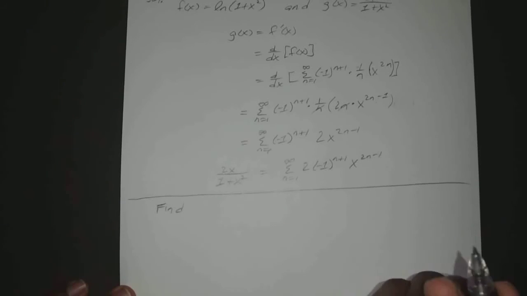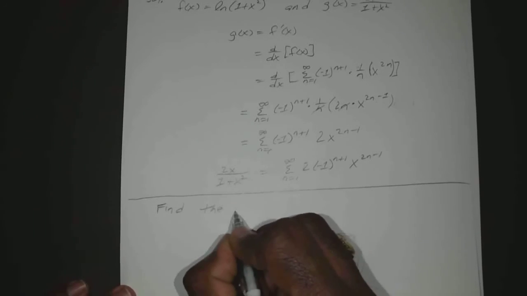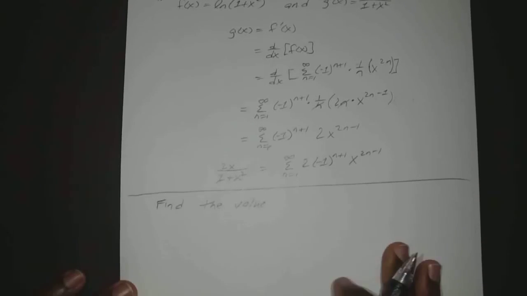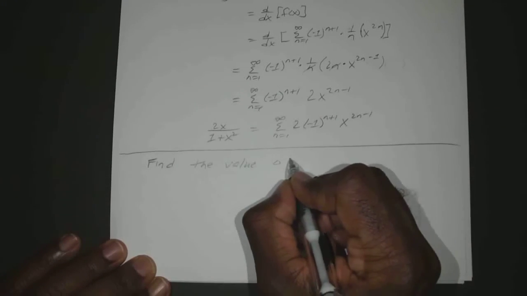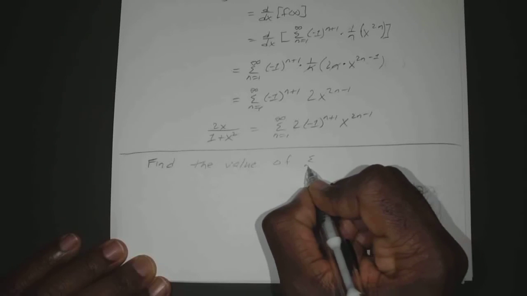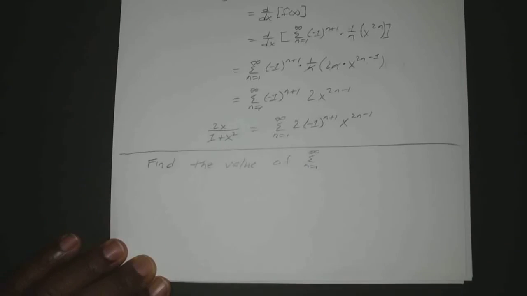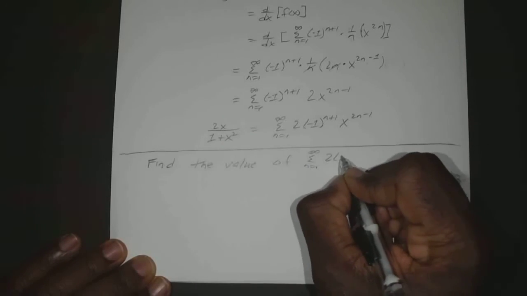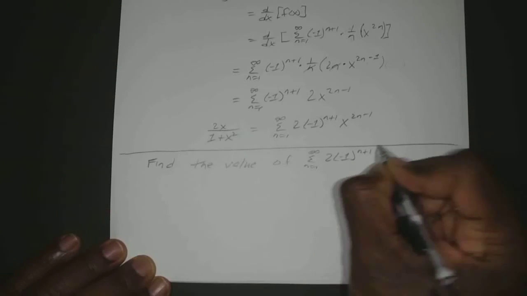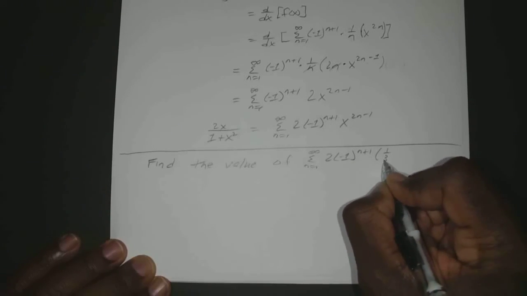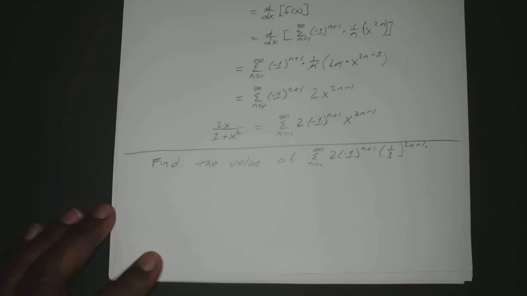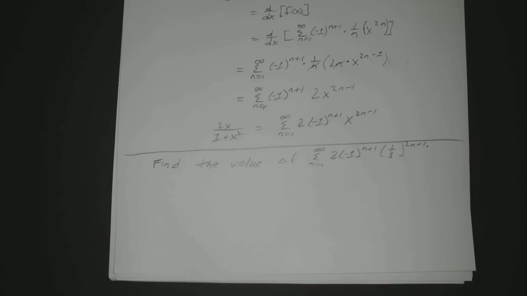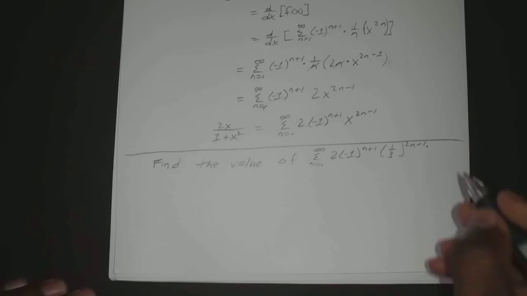find the value. We'll bring that up some more. Of the sum from n equals 1 to infinity of 2 times negative 1 to the n plus 1 times 1/3 to the power of 2n minus 1. Next time I'm going to highlight it so I don't miss that part.